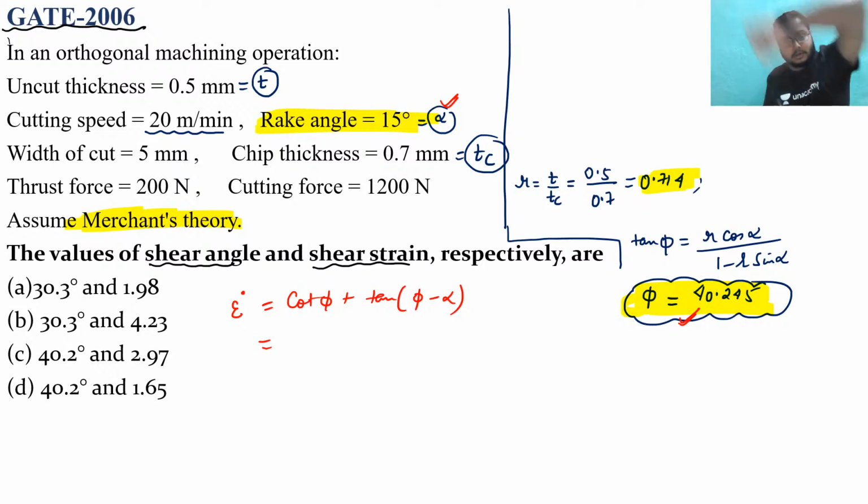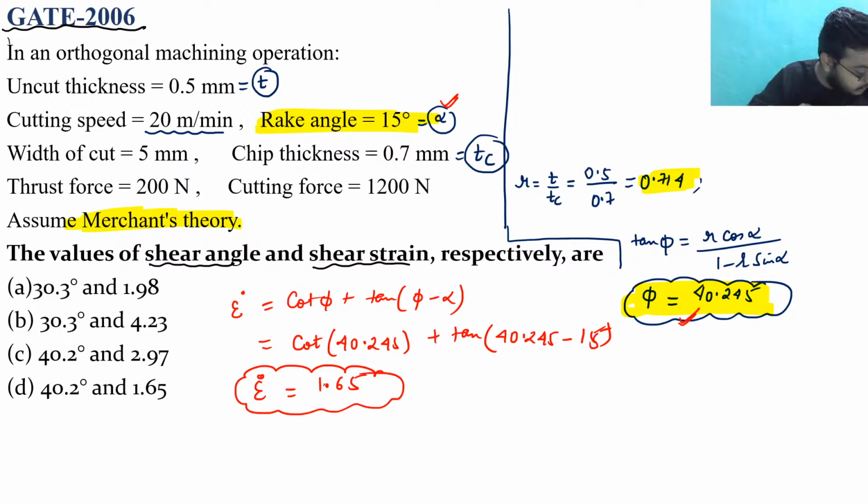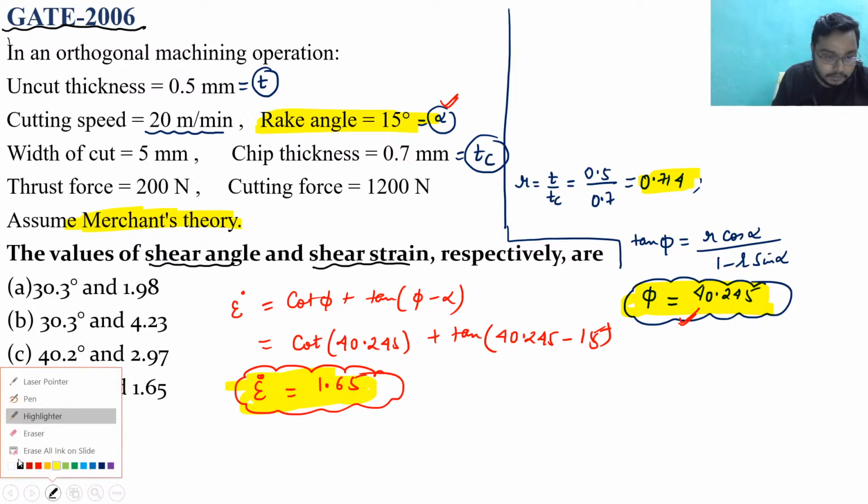Okay, so when you calculate cot of phi, so cot of phi is what? 40.245 plus tan of phi, that is 40.245 minus alpha. Alpha is given as 15, and when you calculate these things, you will get the value as 1.65. Okay, clear? So the option should be this.